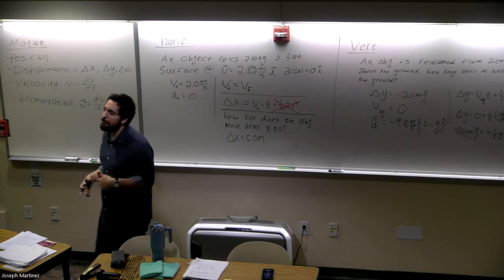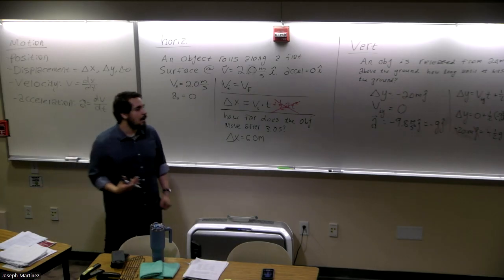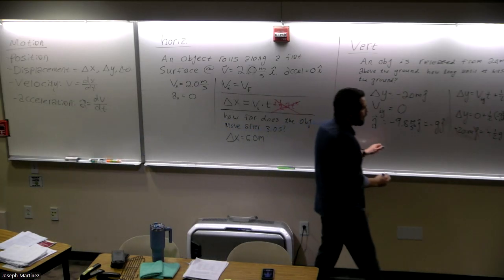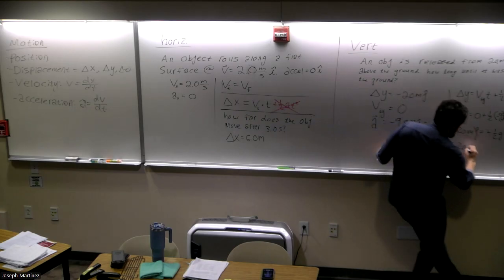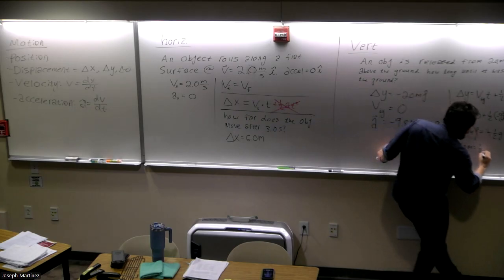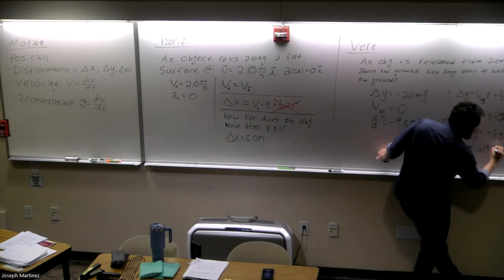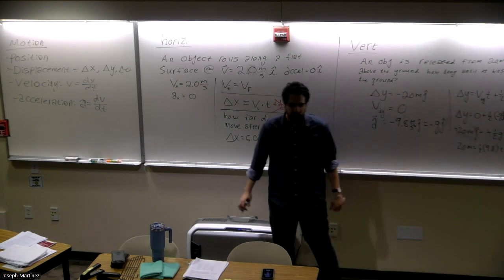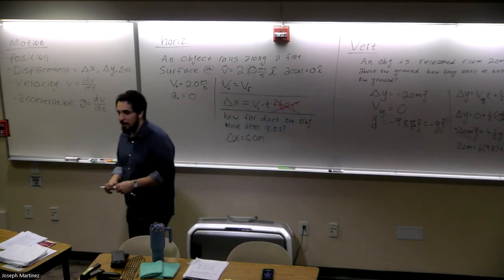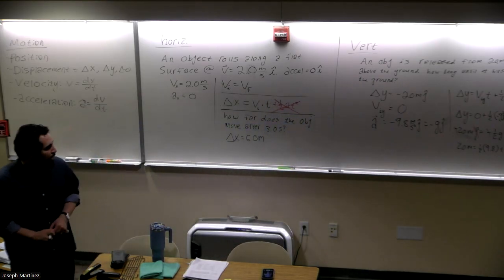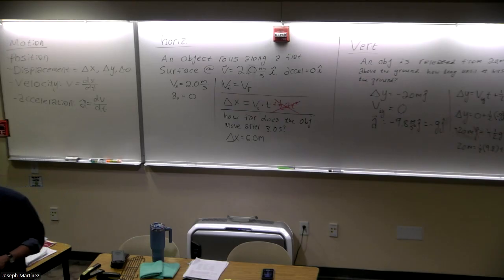You can solve this for the time. You can see how long it takes for it to move. 20 meters is equal to 1/2 times 9.8 times t squared. It's just a little bit of algebra to solve this. Go ahead, solve this. Check with your neighbor, make sure you get the same time.